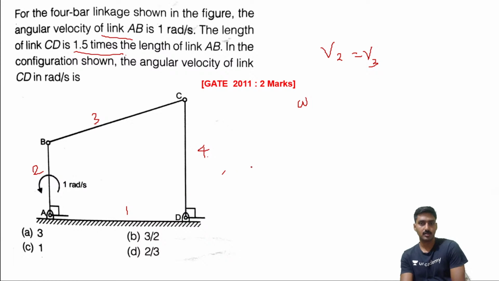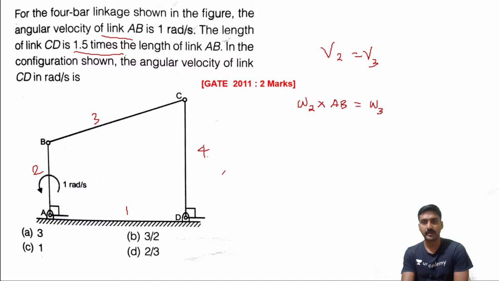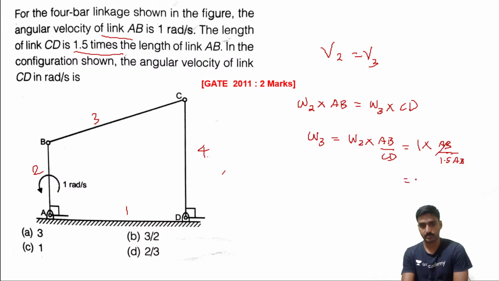Now consider omega 2 into link length AB is equal to omega 3 into CD. It is the condition. What they are asking is omega 3. Omega 3 is equal to omega 2 into AB divided by CD. Omega 2 is 1 into AB. The length of the CD is 1.5 times the AB. So it's 1 divided by 1.5, so we can take 2 divided by 3. 2 divided by 3 is the angular velocity.